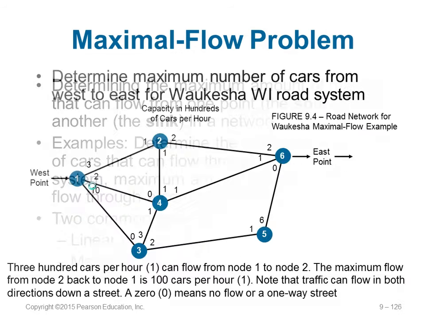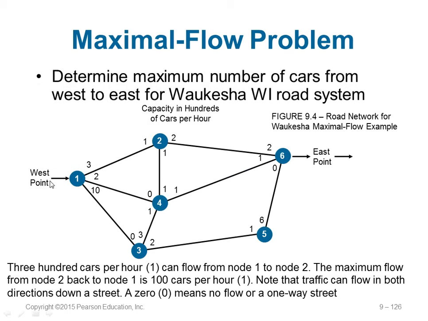To solve it, you are given a graph like this. Here your starting point is 1 and you want to go to 6. If you want to go from 1 to 2, the flow is 3, which means 300 cars can go. 2 to 6 is 200 cars. But if you go from 6 to 2, it is 200 cars here because of this 2 here. And 2 to 1 is 100 cars. If it says 0, that means I cannot take anything from 4 to 1.